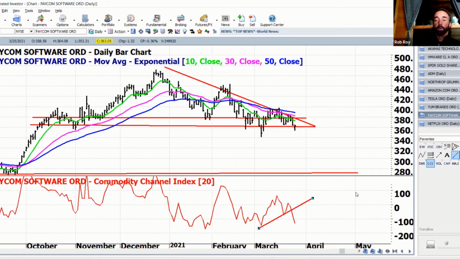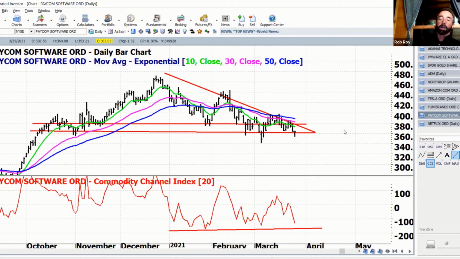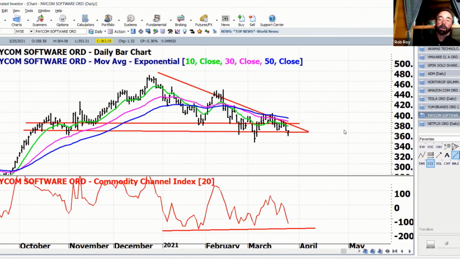Looks like maybe we're getting ready to make a break. Didn't happen. Came back, and now the CCI is back down at support. So the CCI is pretty low. It's below minus 100. It would be more suggestive of this triangle breaking to the upside than the downside. But again, we never rely on any one indicator solely.